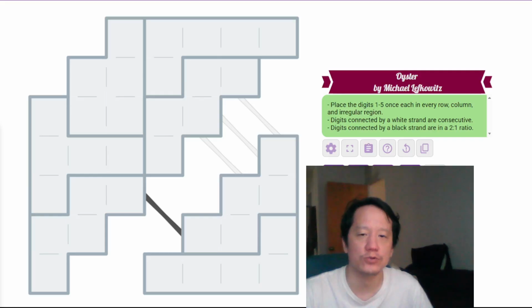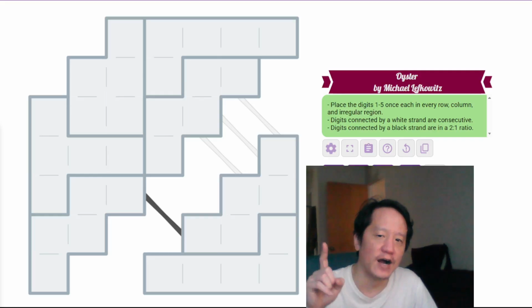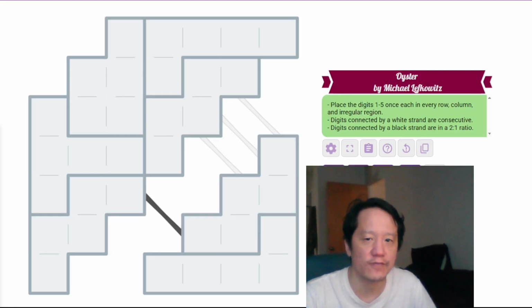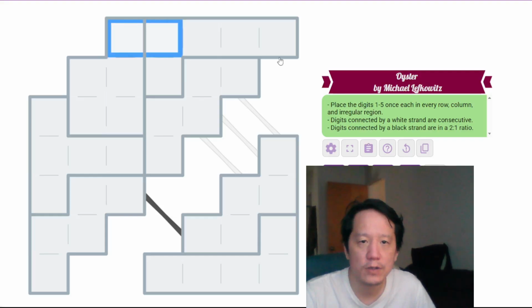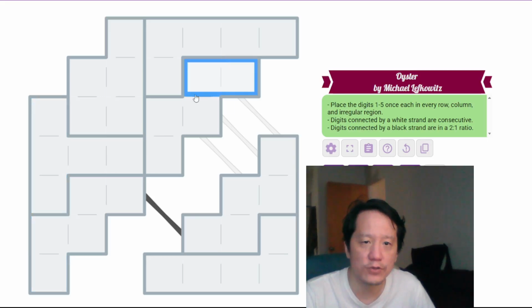And here are the rules. We need to place the digits 1 through 5 once each in every row. Oh, interesting. Column and irregular region.